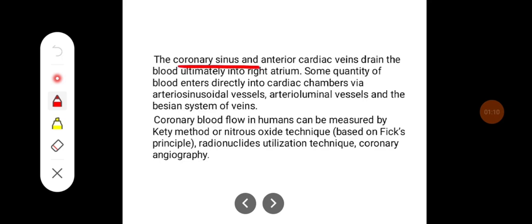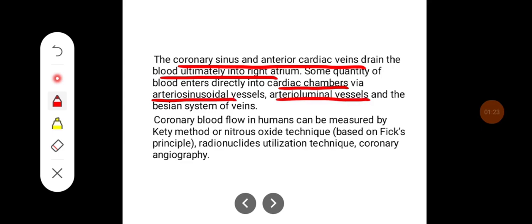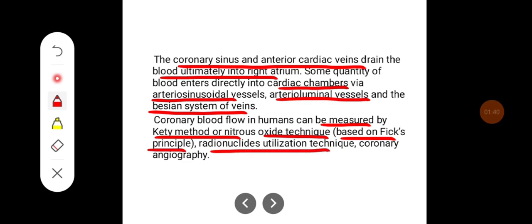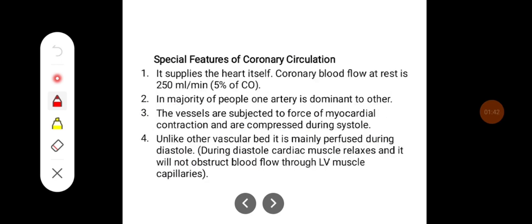The coronary sinus and anterior cardiac veins drain the blood ultimately into the right atrium. Some quantity of blood enters directly into the cardiac chambers via arteriosinusoidal vessels, arterioluminal vessels and the Thebesian system of veins. Coronary blood flow in humans can be measured by the Kety nitrous oxide technique, which is based on Fick's principle, and also by radionuclide techniques and coronary angiography.